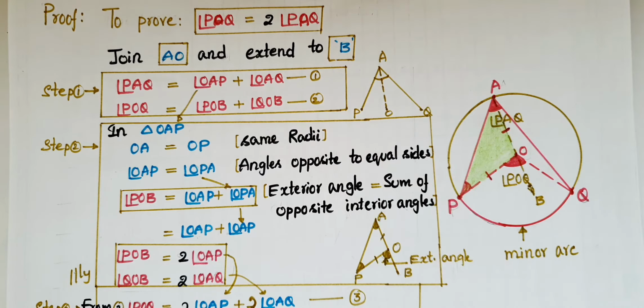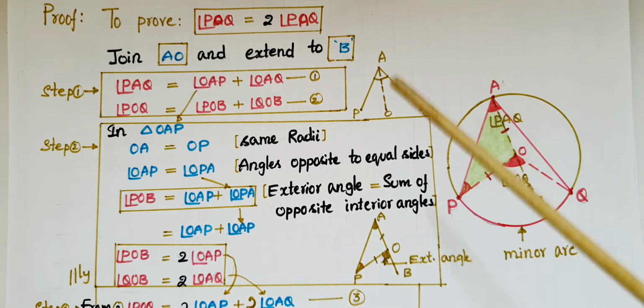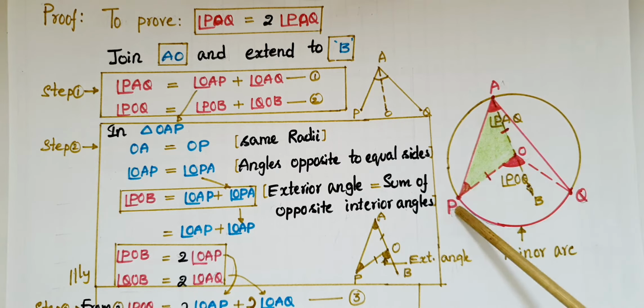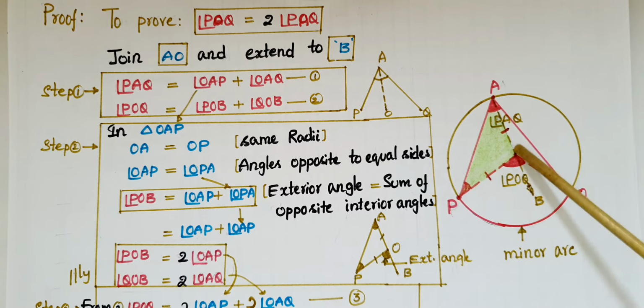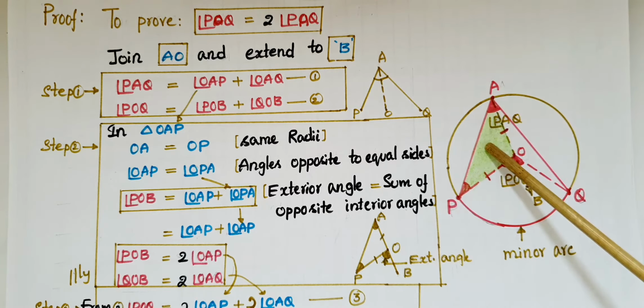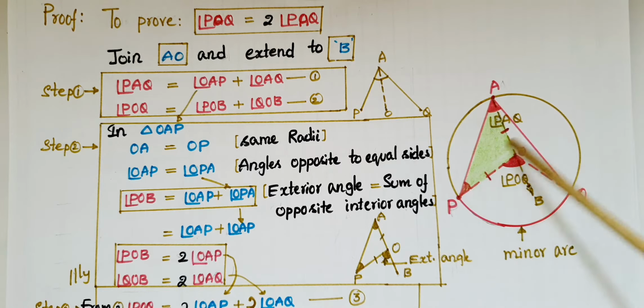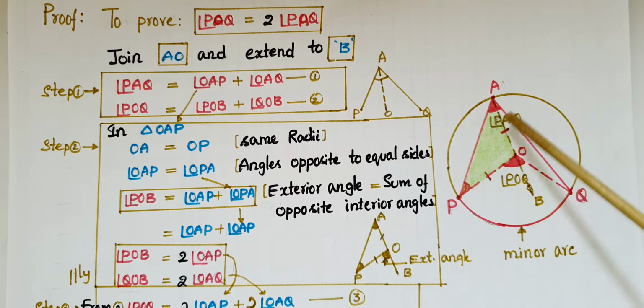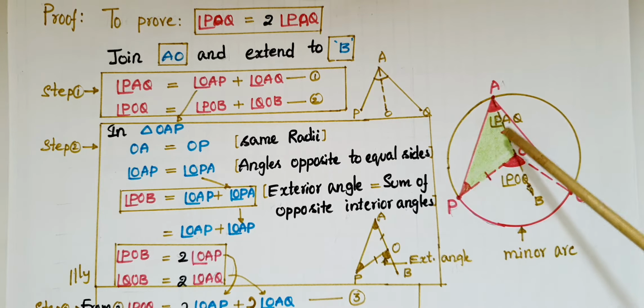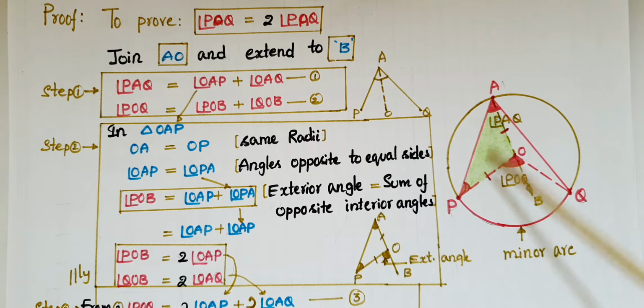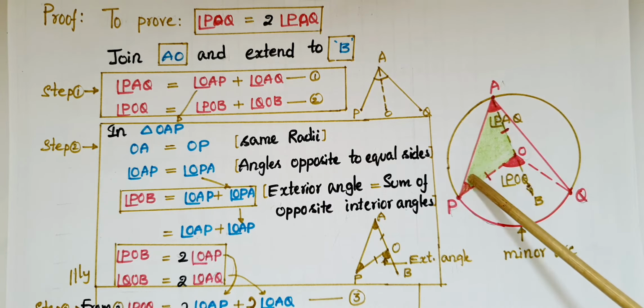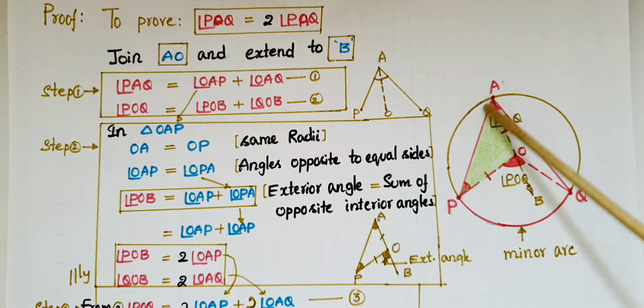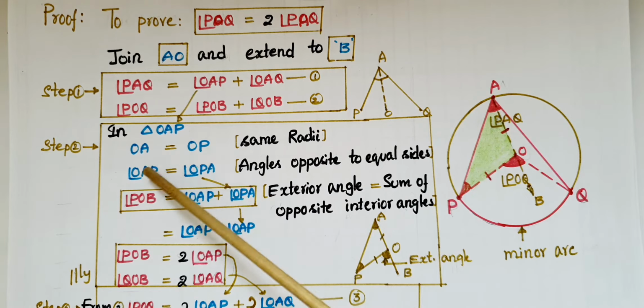This is the second equation. Now in triangle OAP, OA is equal to OP. These two sides of this triangle are equal because OA and OP are radii of the same circle. We know that if two sides of a triangle are equal, then the angles opposite to those sides are equal. So angle OAP is equal to angle OPA, because these two are opposite angles of these two equal sides.